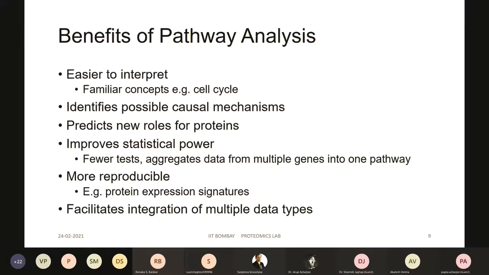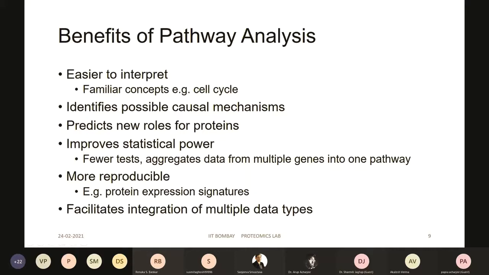Why do we do pathway analysis? Just as I said, it is easier to interpret. Once you have a set of 500 or 600 upregulated genes, you would like to know what these genes do. So they would introduce you to familiar concepts. It may tell you that it is involved in mitosis, the cell cycle, or reproduction biology. So it makes it possible for you to identify causal mechanisms. It can also help you to give new roles for a particular protein. It improves the statistical power of your analysis, and it makes your data more reproducible.